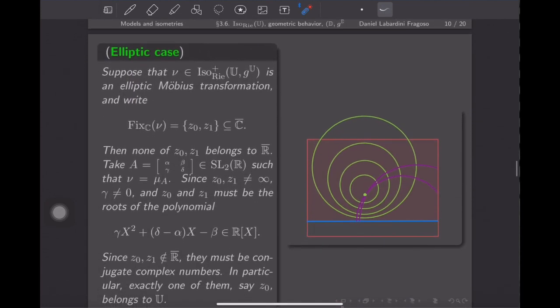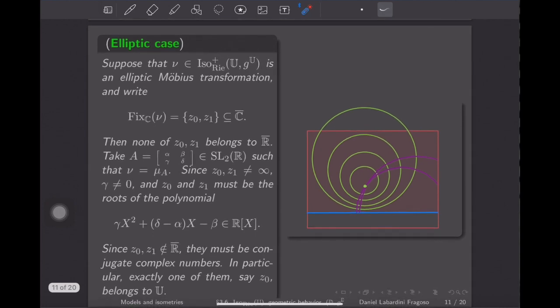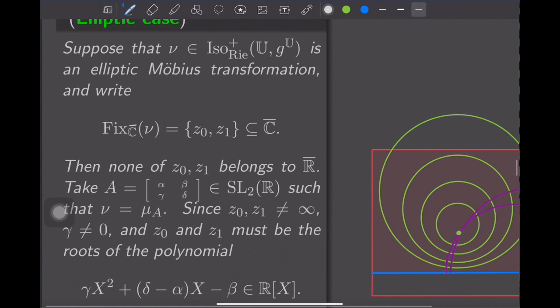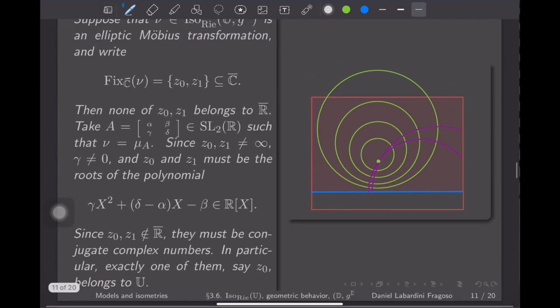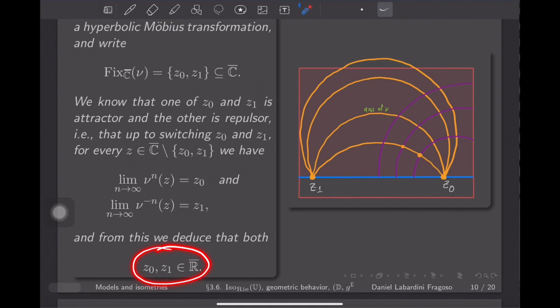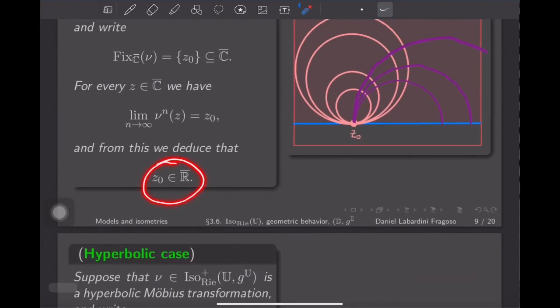And finally, in the elliptic case, suppose that now I have my elliptic Mobius transformation that preserves U bijectively. It has two fixed points in R bar, let's say Z0 and Z1. And we already know that around these two points, it behaves as if it were a rotation. Okay, but now let's see where these fixed points are located, just as we figured out where the fixed points were located in the previous cases.